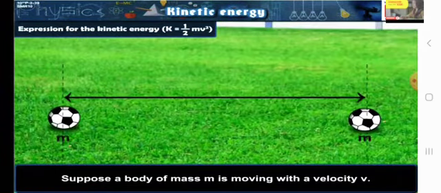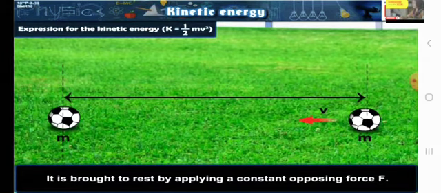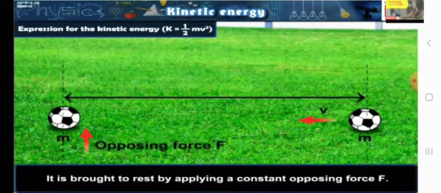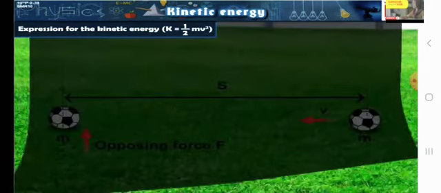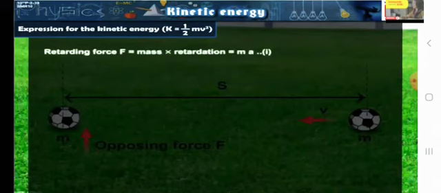Suppose a body of mass m is moving with a velocity v. It is brought to rest by applying a constant opposing force F. Let a be the uniform retardation produced by the force, and the body travels a distance s before coming to rest. Then retarding force F is equal to mass into retardation, which is equal to ma. Let this be equation first.